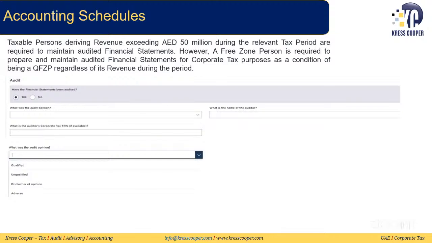So like I said, certain entities are required to have the accounts audited, those whose revenue is exceeding 50 million or qualifying free zone persons. So they have to fill in this section. Again, this is like a reporting section where you're just filling in the information. So they're asking if the financial statements have been audited or not. What was the audit opinion? Was it qualified, unqualified, disclaimer, or adverse? What is the name of the auditors who did this audit for you? And if you have the corporate tax TRN of that auditor as well, if the information is available to you.